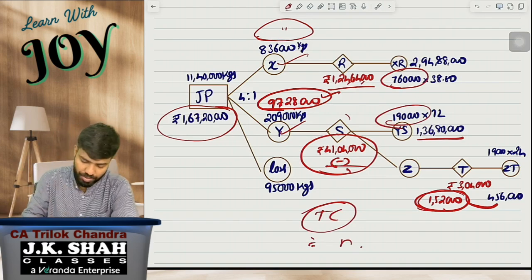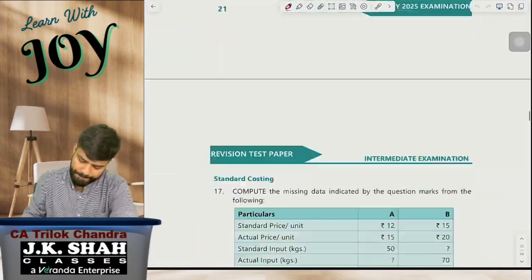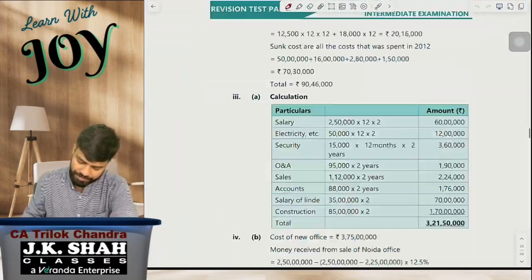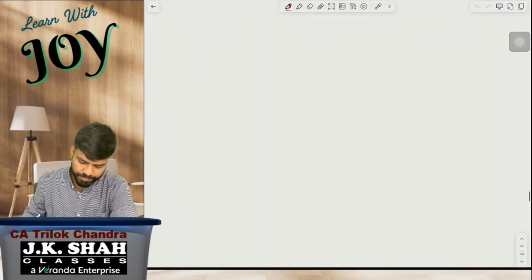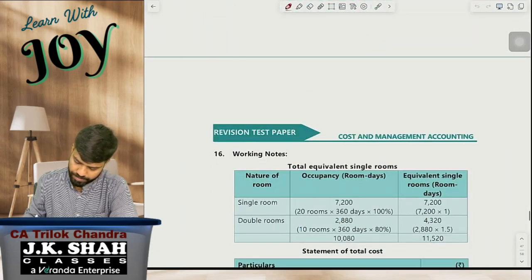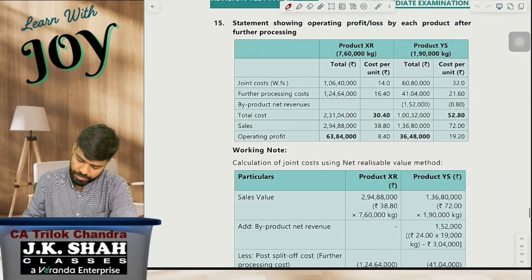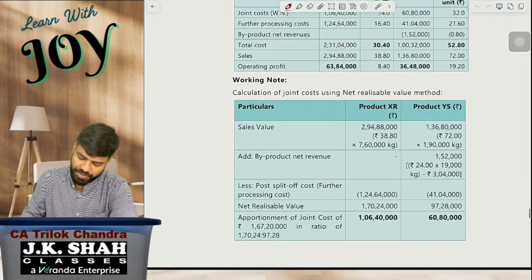Okay, look into the solution. That is the first requirement. Look at here. Statement showing operating profit or loss by each product after further process. We'll look into that later.